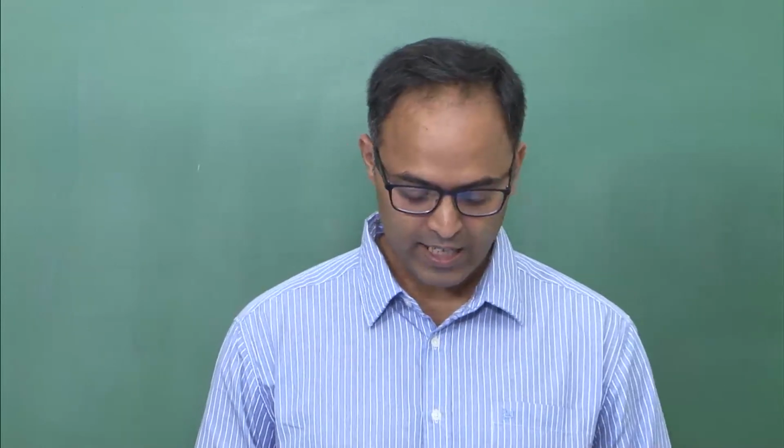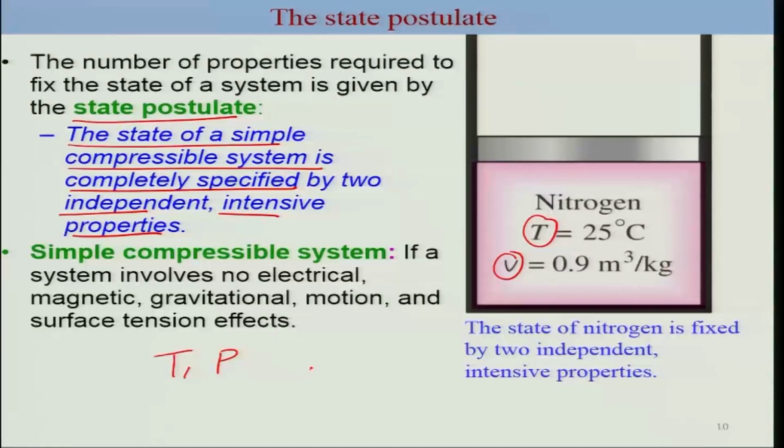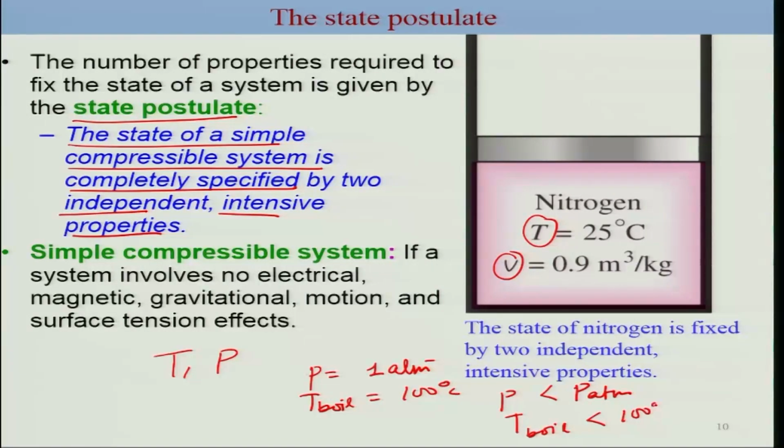So this is an example where you know that at sea level, when the pressure is 1 atmosphere, water boils at 100 degrees Celsius, right? And when you go to the mountain, the pressure is less than atmospheric pressure, and the boiling temperature also gets reduced. And in such cases, when there is a phase change, temperature is a function of pressure. The boiling temperature is a function of pressure.